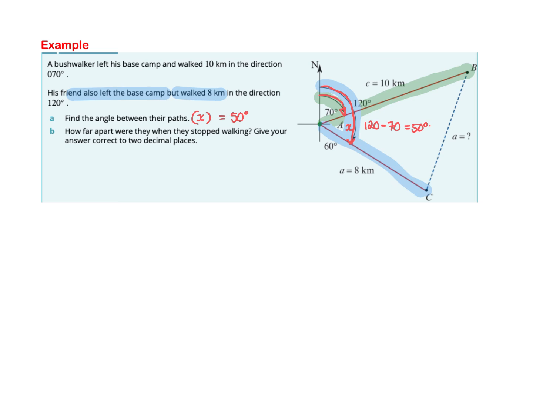So it says, how far apart are they when they stopped walking? They've called that little a, okay? So this is them, he's here, and they want to know how far apart. So all you have to do is probably just simplify that triangle. There's too much info on there, and it confuses us.